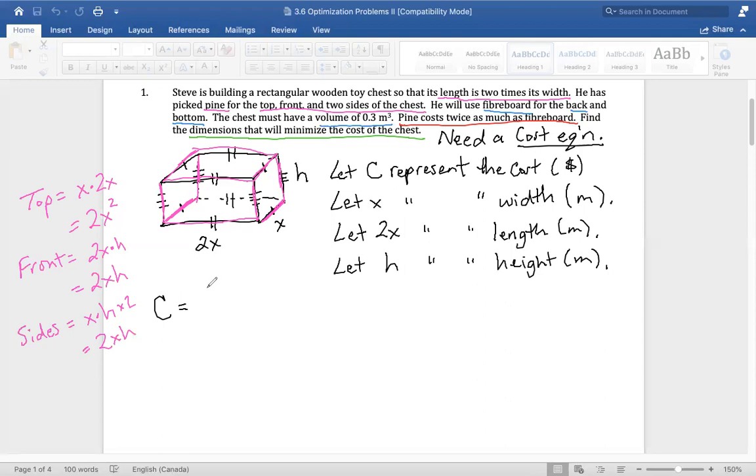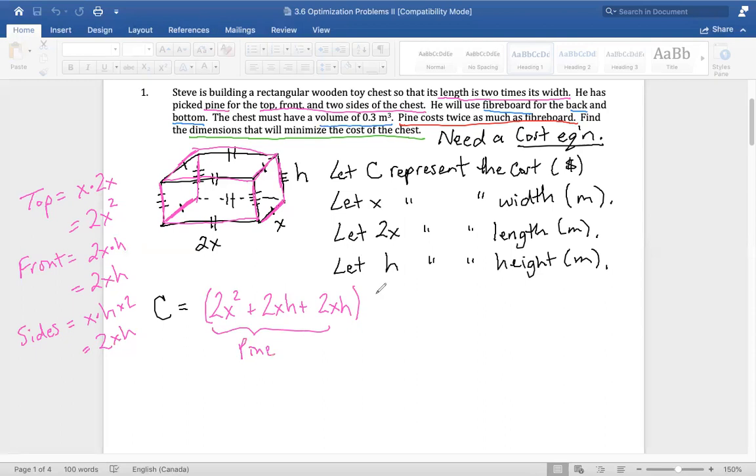I don't have any prices or anything. It's just going to be, my cost equation is, the top is going to be 2x squared once I figure out what x is. So 2x squared is the top, plus the sides, or the front we could do next. Let's say 2xh, plus the sides is also 2xh. I'm just double checking here. 2x squared plus 2xh plus 2xh. So we don't really need to differentiate which is which, but that would be our equation for the amount of pine.